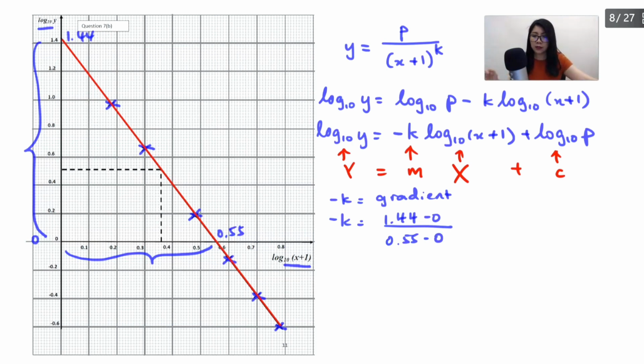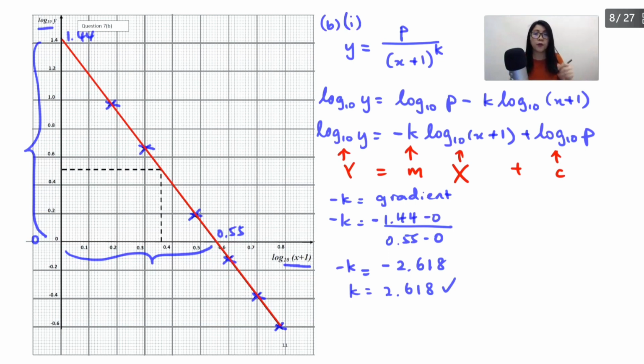So let's calculate this. 1.44 divided by 0.55, so we will get 2.618. Okay, but before that, this is negative, because the graph is going down, so it's a negative. So this is negative 2.618 and this is negative k. So therefore, k is equals to 2.618. Okay, so that is the answer for B1.